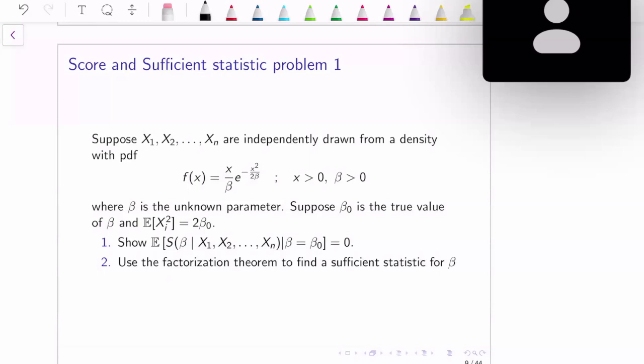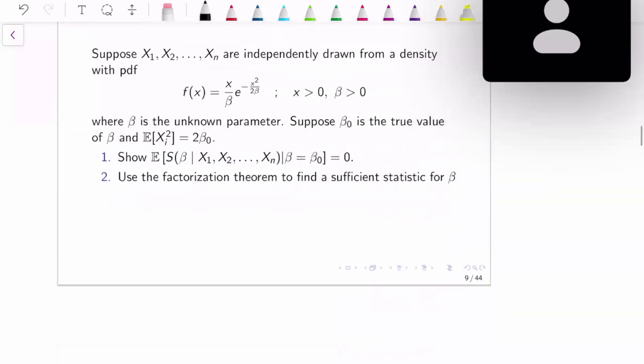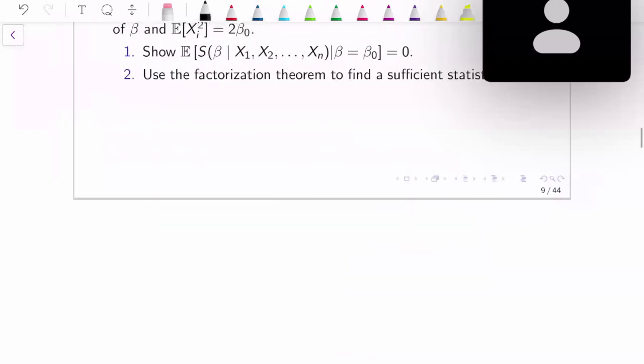All right, so I think maybe not enough time, but I'll just go through it now. We need to get the likelihood, take the log likelihood and the first derivative to get the score, and then show that the expectation of the score goes to 0. So we'll start off with the likelihood.